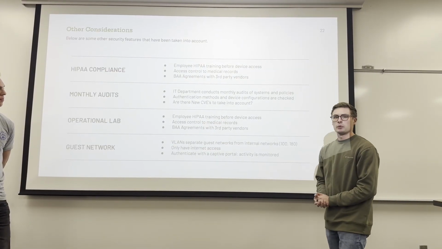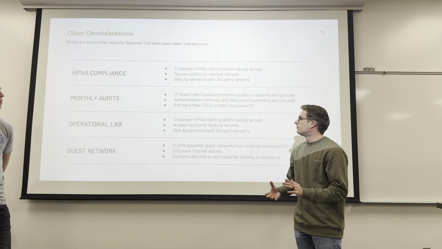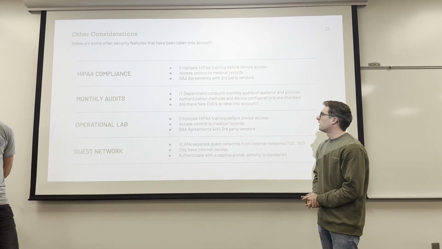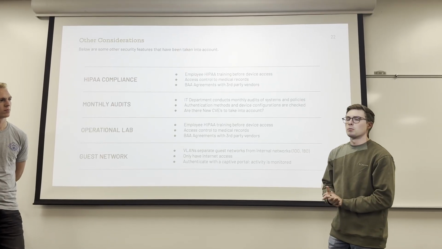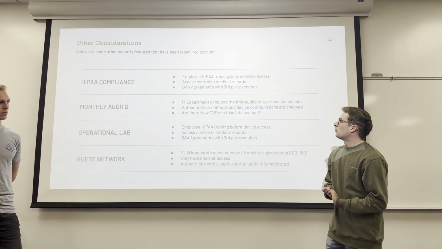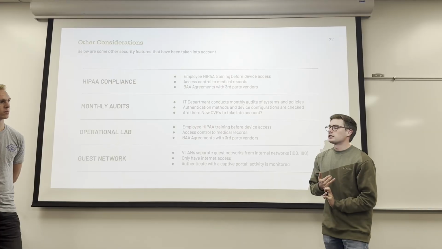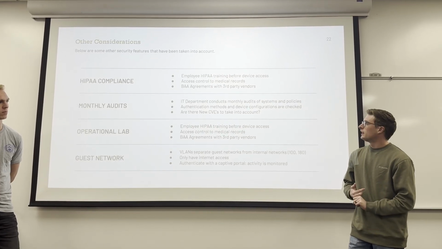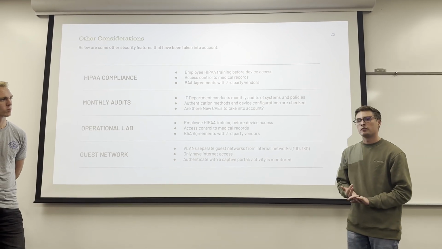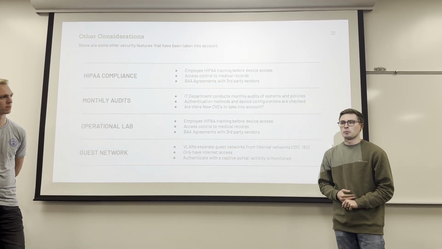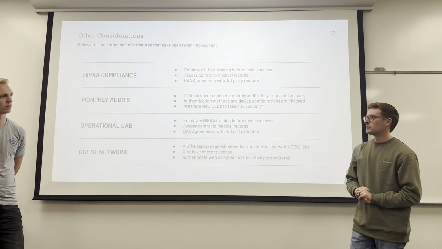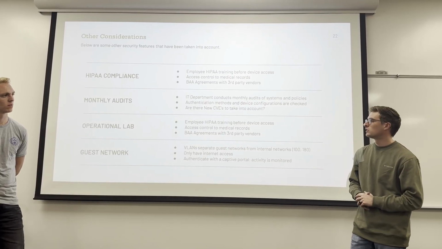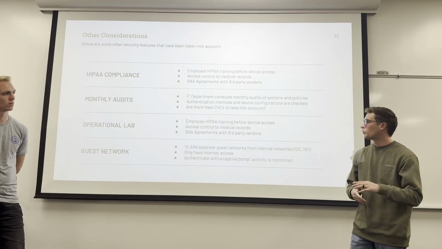Okay, some other considerations that we need to keep in account. First off, HIPAA compliance. Because we're dealing with a lot of medical data and health data, we have to make sure that we're HIPAA compliant. And so we need to make sure that all employees are doing their training, that access control methods are installed and followed, and also BAA agreements with third-party vendors. That ensures that third-party vendors are also following HIPAA's best practices and they're HIPAA secure as well, so that our data doesn't leak through them.